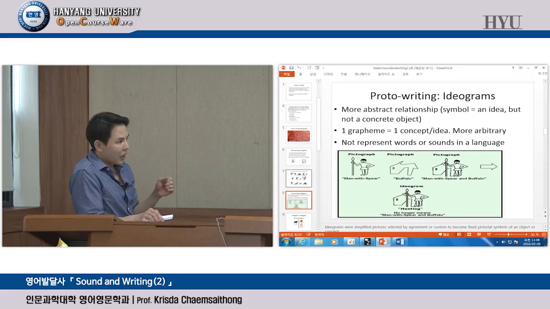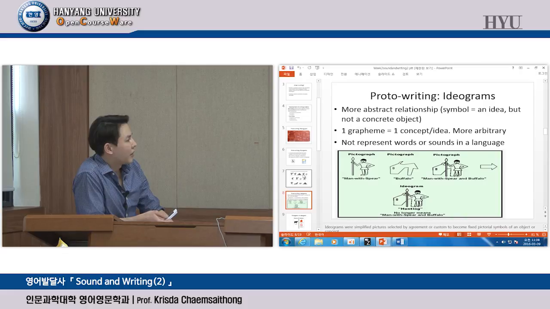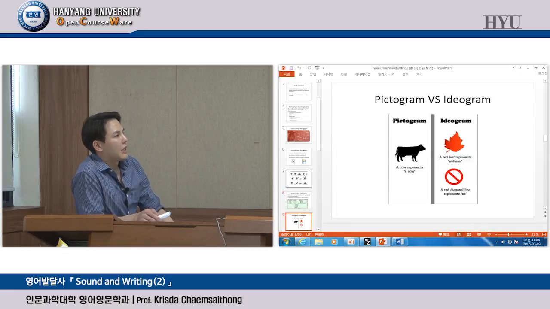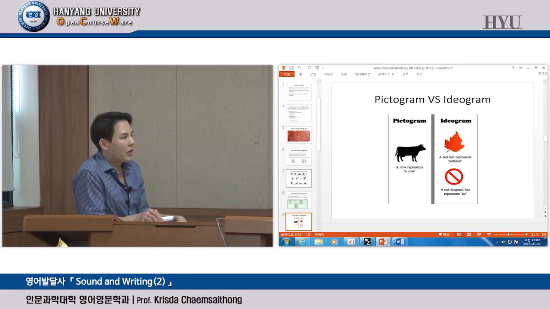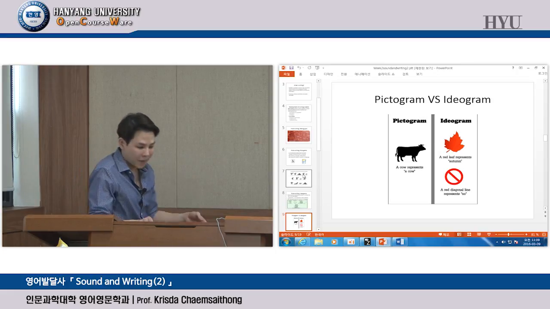You can perhaps guess the meaning from the word ideal here, ideal to represent an idea. Just like this: in a pictogram, a cow represents a cow. But for an ideogram, this is a leaf, yes, but because of the color and because of this kind of leaf, you want it to represent a more abstract concept of season, which is autumn or fall. A red diagonal here represents no, like that.